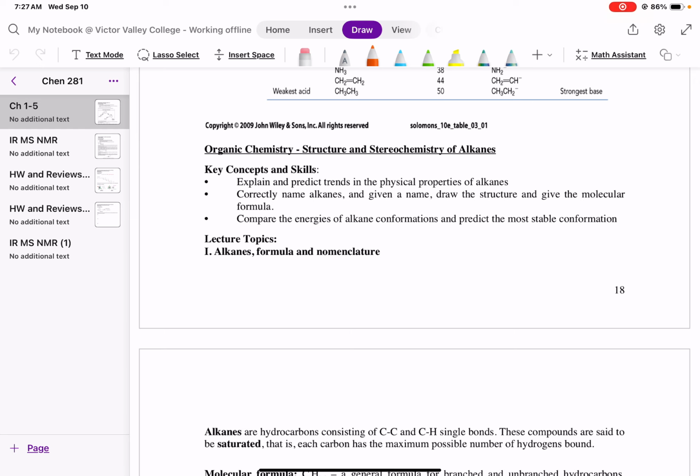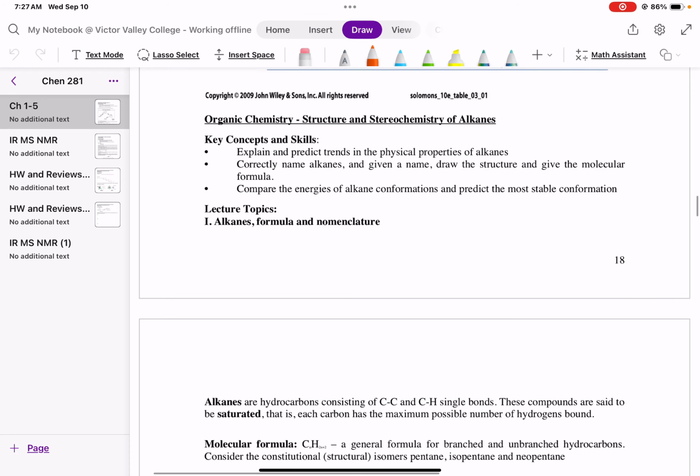Today we'll be talking about alkanes and structure and stereochemistry. There's not much reaction, but we'll mention a few of them. Okay. Well, alkanes are the simplest class of organic compounds. They're saturated hydrocarbons, containing carbon and hydrogen only.